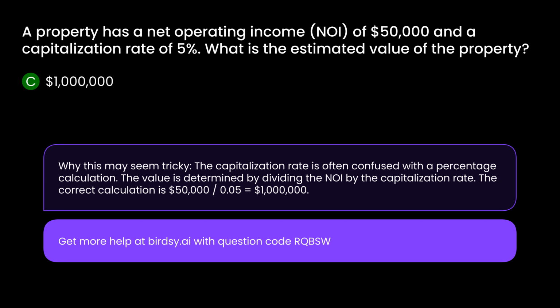Why this may seem tricky: the capitalization rate is often confused with a percentage calculation. The value is determined by dividing the NOI by the capitalization rate. The correct calculation is $50,000 divided by 0.05.